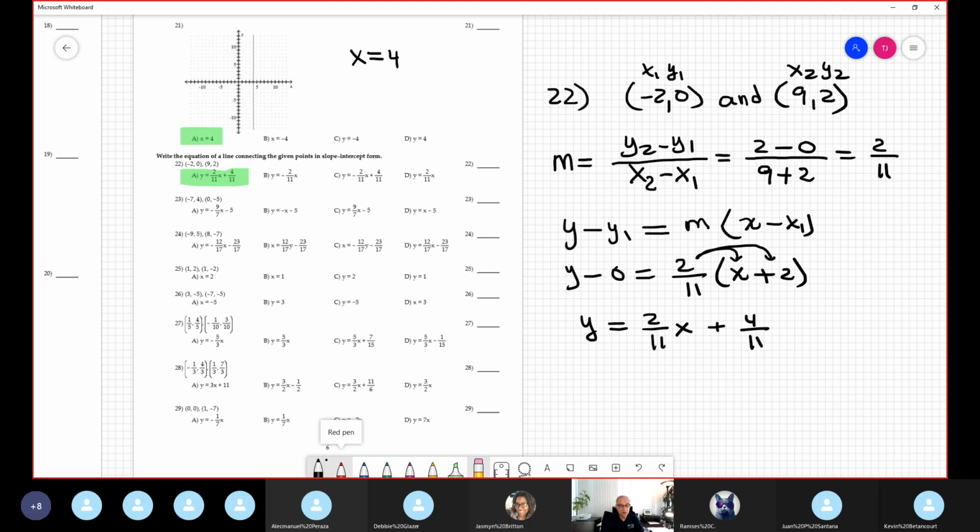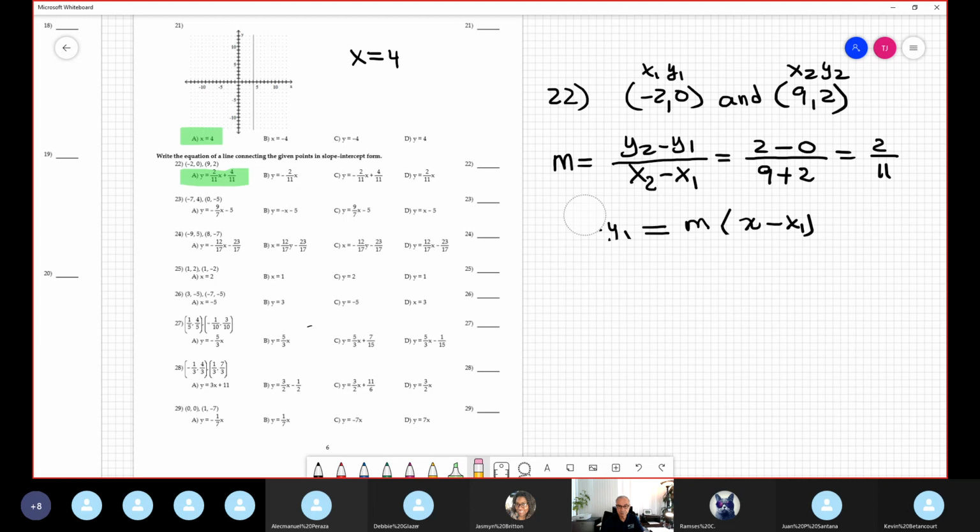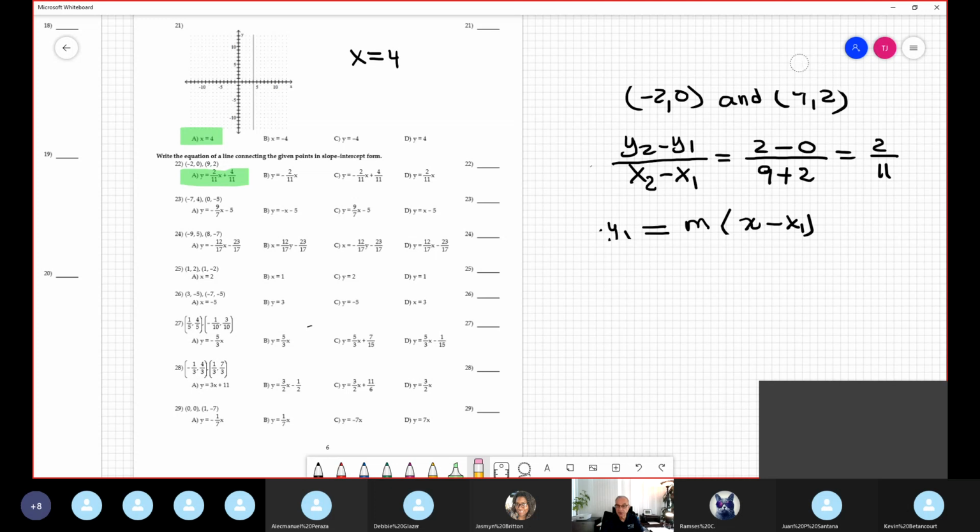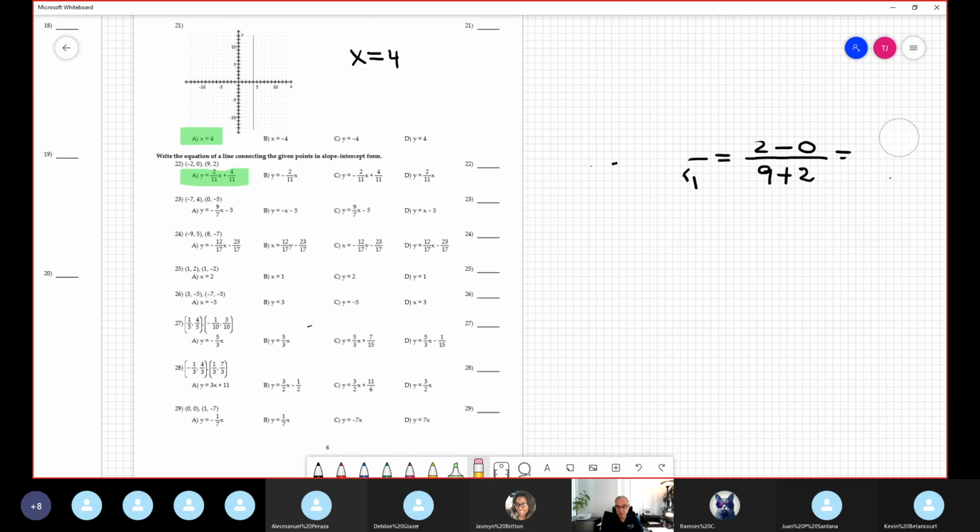Okay, now participation. Let's do the 23rd problem. Exactly the same. Step number 1, compute the slope. Step number 2, find the equation using this famous formula. Come on, everyone working on 23 in your notebook, please. Juan Gomez says it's A. Okay, Juan, let's check it out. The points given are (-7, 4) and (0, -5).